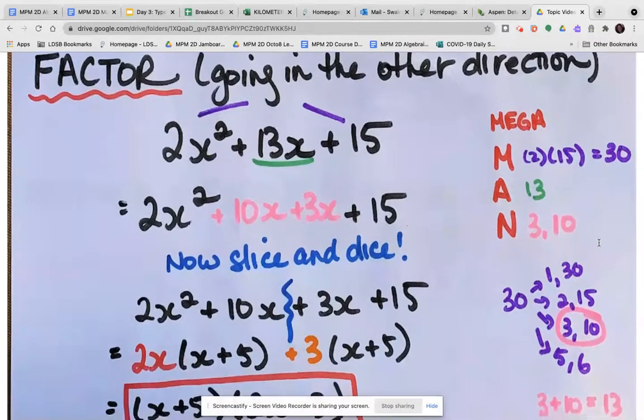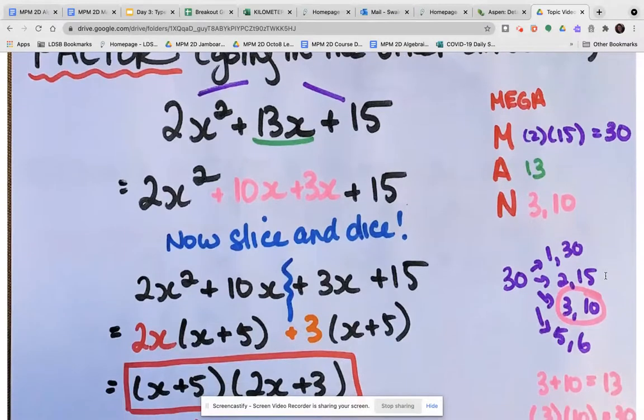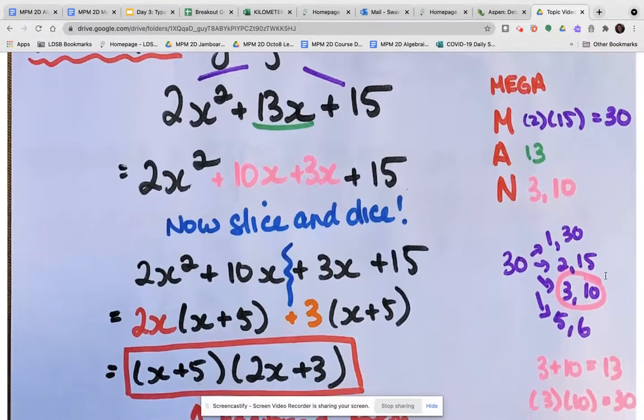Some of you may be able to just do that quickly in your head, and that's great. If you don't see the answer we're looking for right away, you can think about what the factors of 30 are. When I break down 30, I can do 1 times 30, 2 times 15, 3 times 10, 5 times 6. And when I look at all the factors of 30, I see that 3 and 10 multiply to give us 30, but they also add to give us our 13.